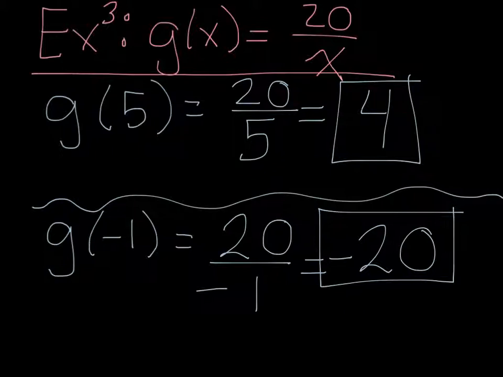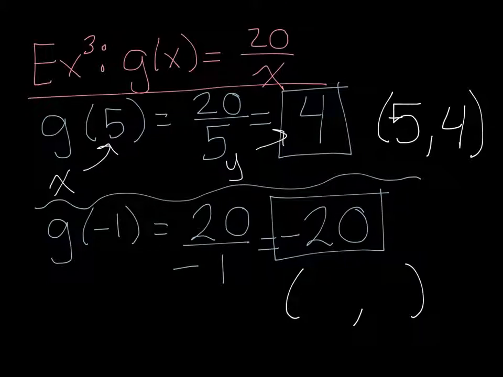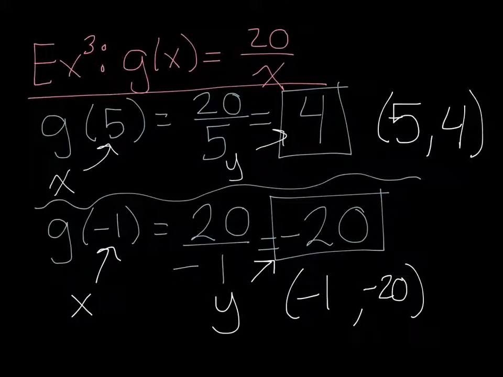Okay, now as we've been solving these functions, we have also been making ordered pairs, because I have an x input and the answer that I get is the y, the output. So for the first one, the ordered pair would be (5, 4). The ordered pair for the second one, where x was negative 1 and y was negative 20, would be (negative 1, negative 20), okay?